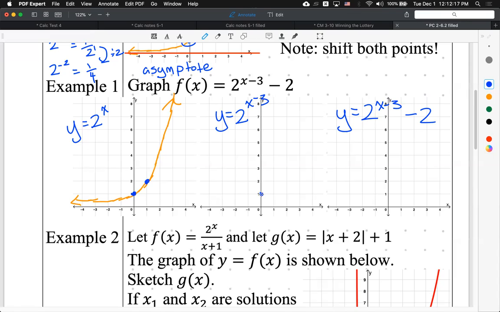So this point used to be here at 0, 1, but I'm going to move 1, 2, 3 right. And our new spot is here at 3, 1. Which means our next point is 4, 2. And again, go ahead and sketch that line. It goes off the graph.